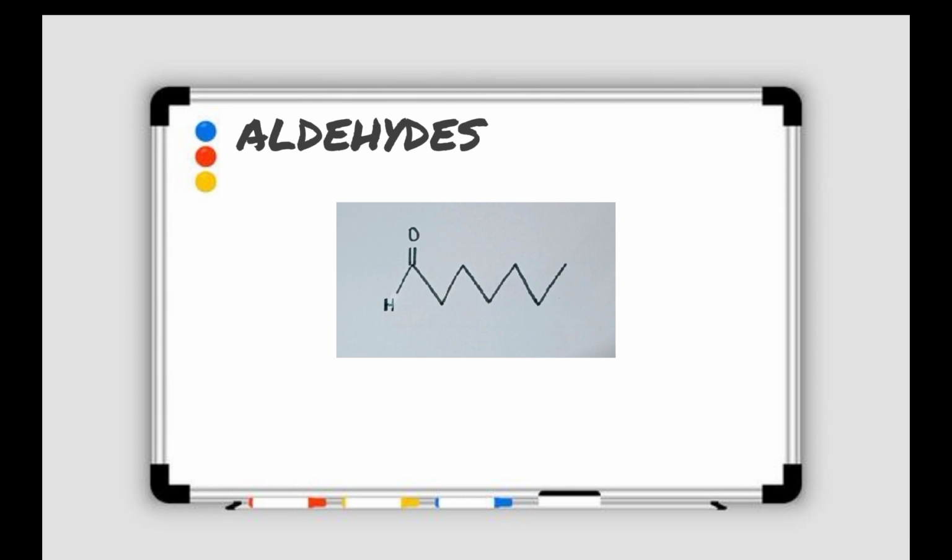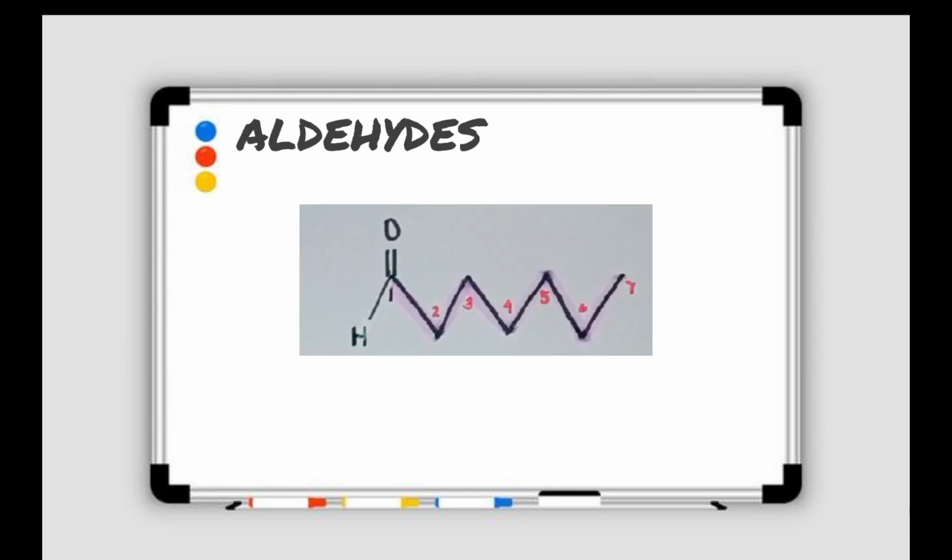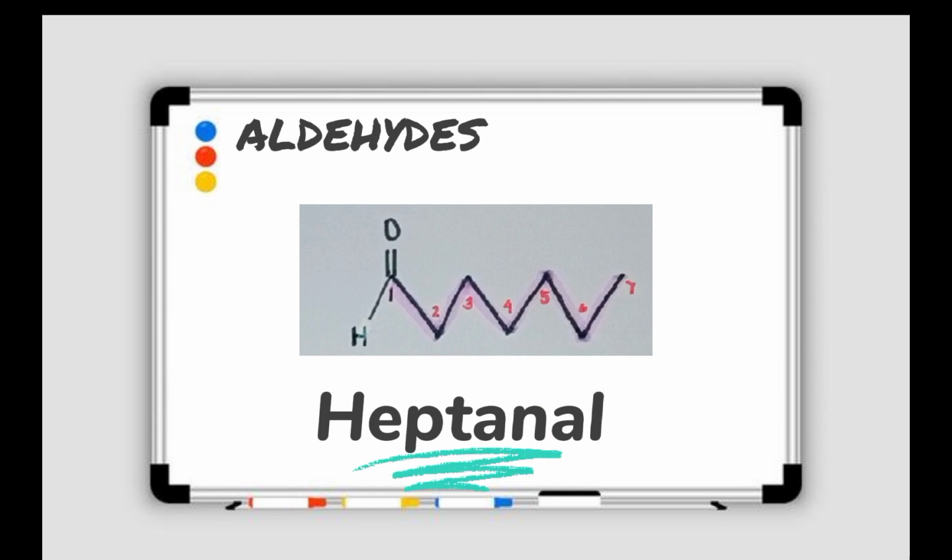Now, let us name an aldehyde structure. 1. Find the longest carbon chain in the structure. We have a total of 7 carbons, which means our longest carbon chain is heptane. Next, change the suffix "e" to "al", so the structure has the IUPAC name heptanal.